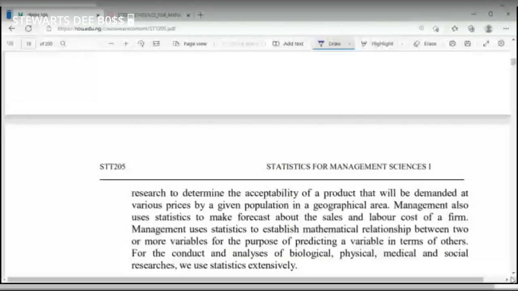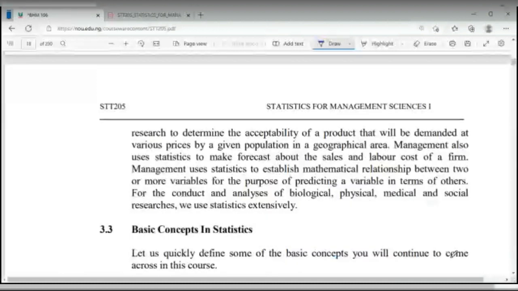Going forward, they said that management also uses statistics to make forecasts about sales and labor costs of a firm. Management uses statistics to establish mathematical relationships between two or more variables for the purpose of predicting a variable. So you can use it to forecast. You can use statistics to tell ahead that this is what is going to happen.